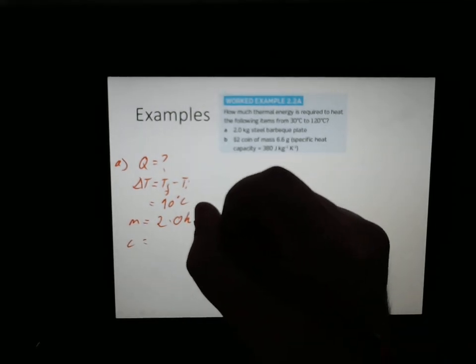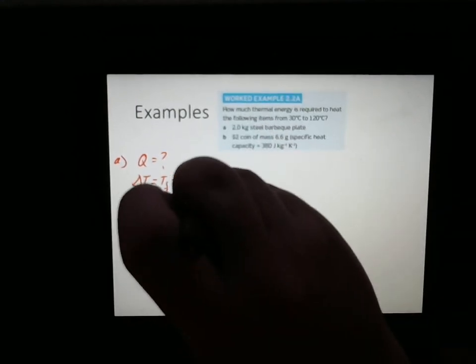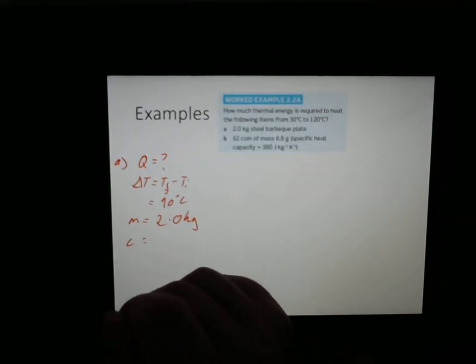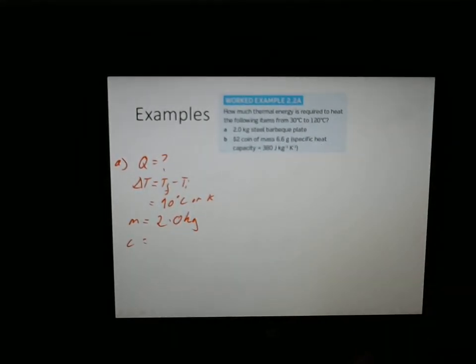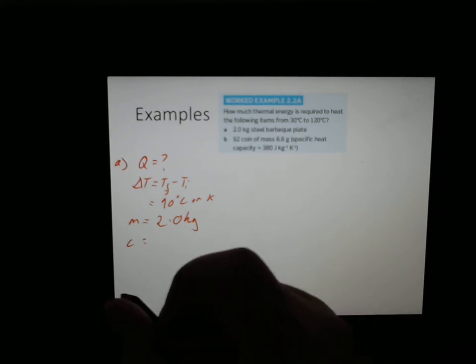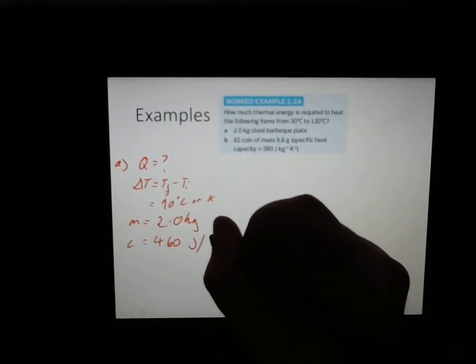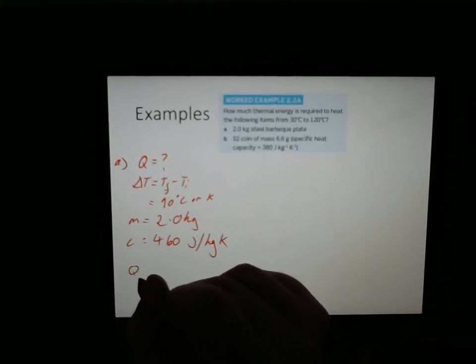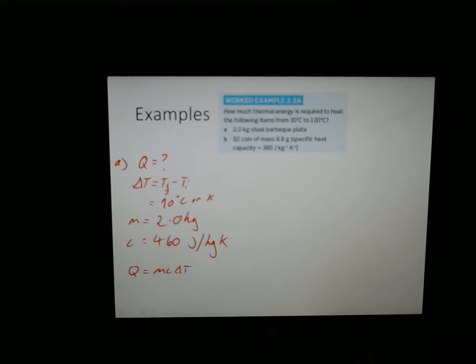In fact, I'm going to write this here. Because a difference in centigrade is also a difference in Kelvin. So this was 460 joules per kilogram Kelvin. So the formula is Q equals mc delta T. I call this Q equals mcat because the delta kind of looks like an A, and so then it's Q equals mcat.